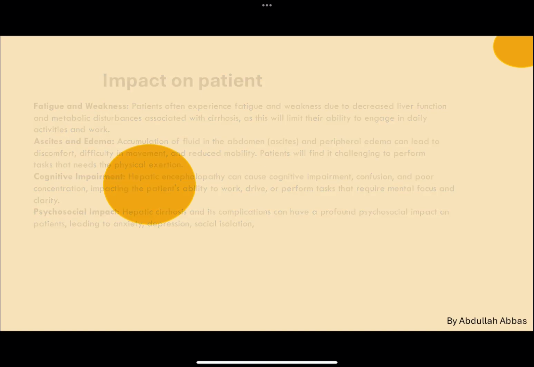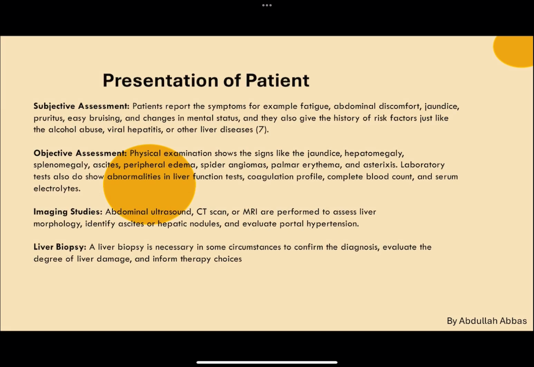The presentation of hepatitis C, I will talk about subjective assessment. So, patients report the symptoms, for example, fatigue, abdominal discomfort, jaundice, easy bruising, and changes in mental status. And they will also give the history of risk factors, such as alcohol abuse, viral hepatitis, or other liver disease.